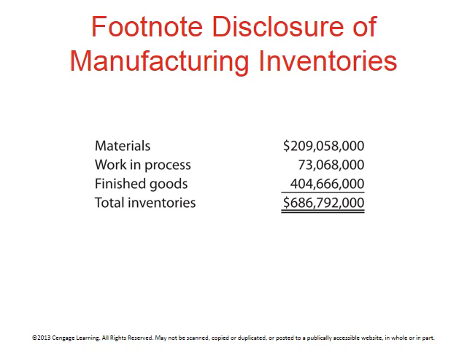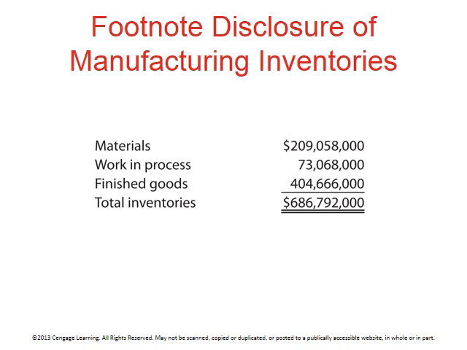So with manufacturing companies, the inventory always has a footnote disclosure on the financial statements. So that's why these 3 buckets of inventory we looked at are important. So if we look at our birdhouse inventory, we have raw materials of $209,058,000. So that would be wood that we have on hand that we haven't used to build birdhouses yet.